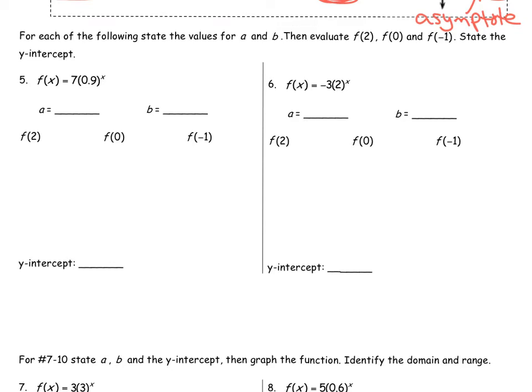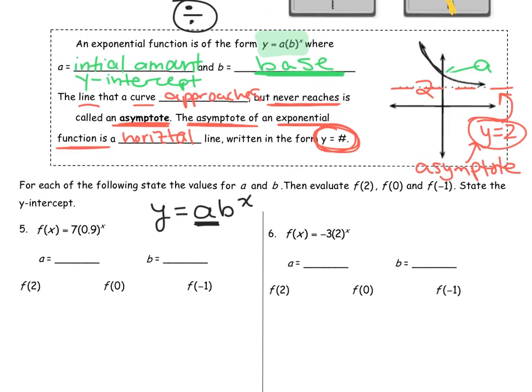So a, remember, the form for an exponential function is y equals ab to the x. Where a, what does a represent again? I don't remember. Okay, a is that initial amount, and it's also the y-intercept. So we already know the y-intercept is going to be 7. So a is 7. B is our base value. So here's b, and that's my 0.9.